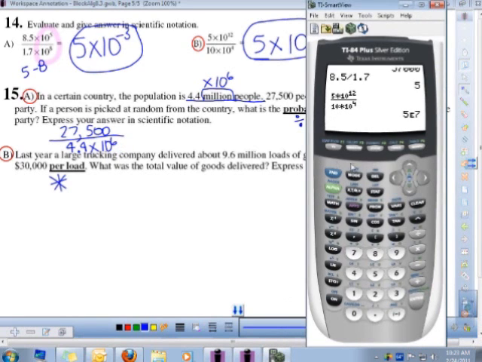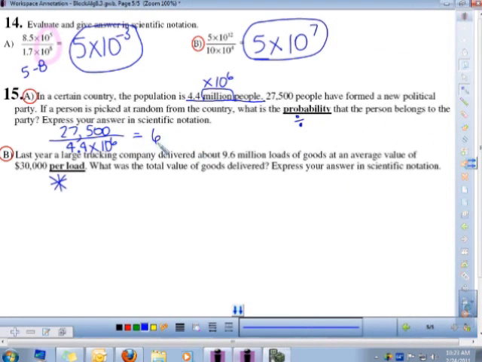Okay, so let's make sure we're in the right mode, scientific. Alpha y equals 27500 on the top, 4.4 times 10 exponent 6 on the bottom. Very good. Equals 6.25 times 10 to the negative 3. That's not a very big chance, you're right.